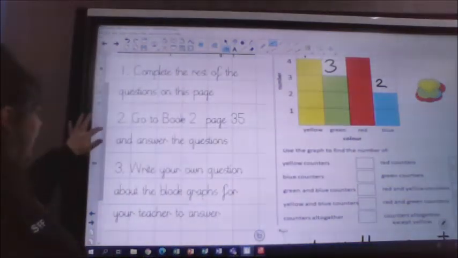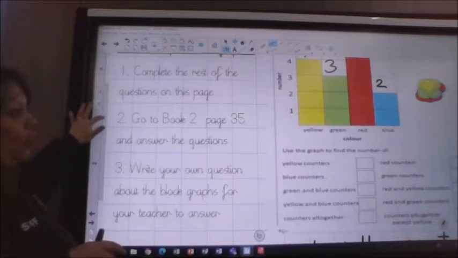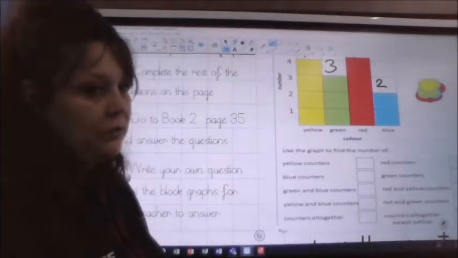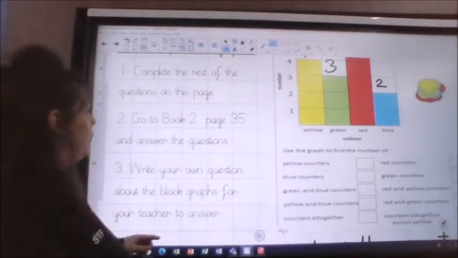Okay, so you have your starter activity, which is the multiplication wheels that you're going to do in your purple book.